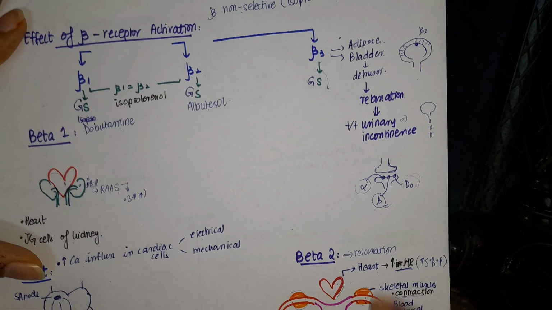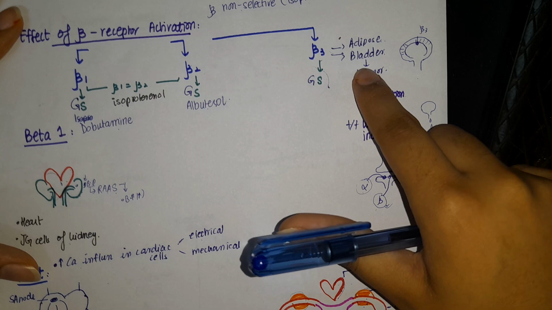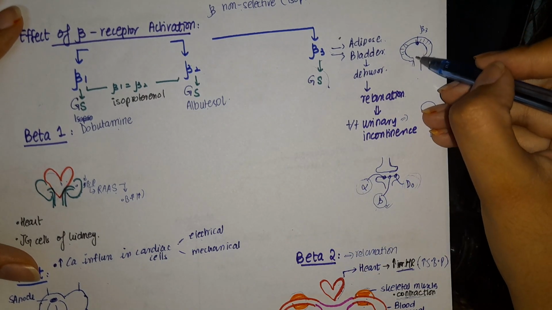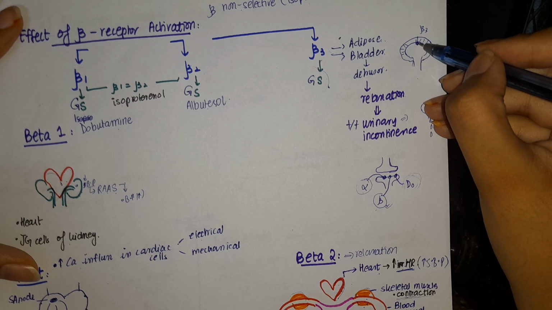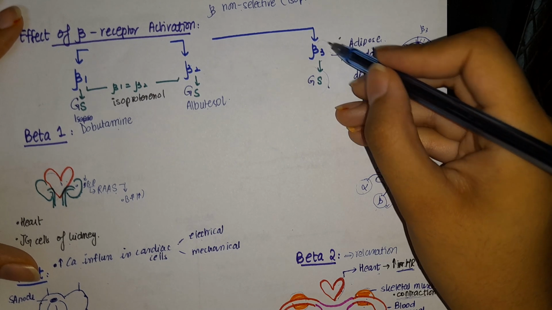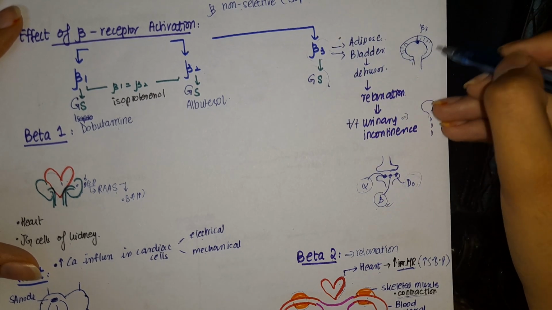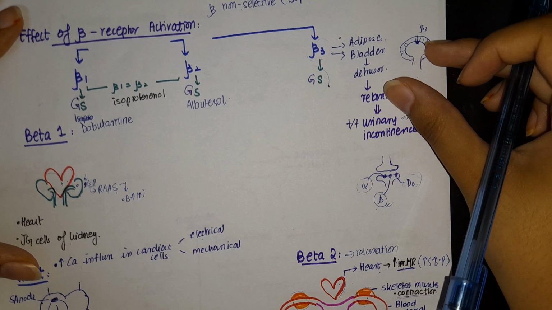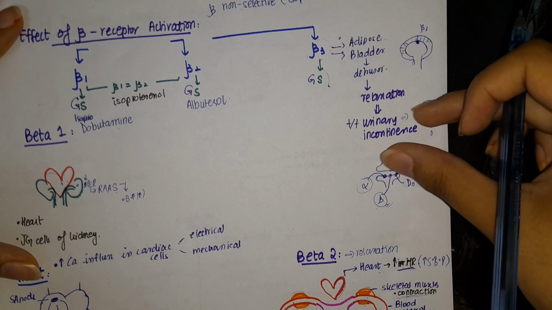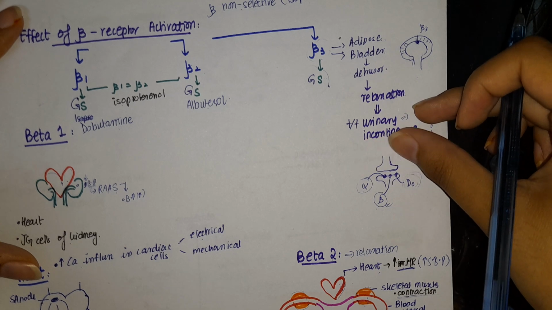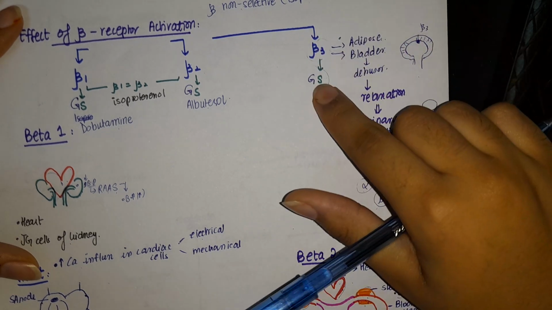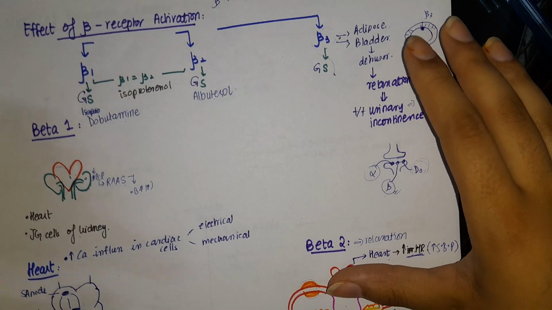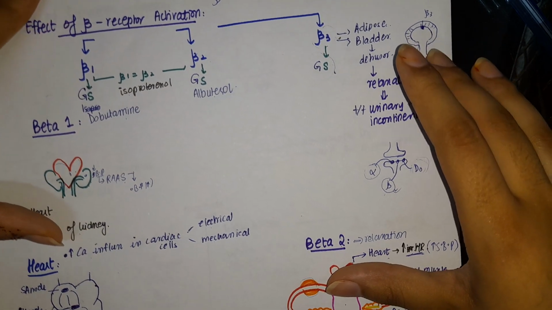Now beta 3 receptors are present on adipocytes and on the bladder. In the bladder, they are mainly present on the detrusor muscle walls. The detrusor muscle is mainly concerned with relaxation because of beta 3 receptor activation. Whenever it is relaxed, what will happen? Its urine storing capacity will increase, urine retention will be observed, and treatment of urinary incontinence or urinary dribbling can be given by giving beta 3 agonist drugs. So this was all that we observed for beta receptor activation.